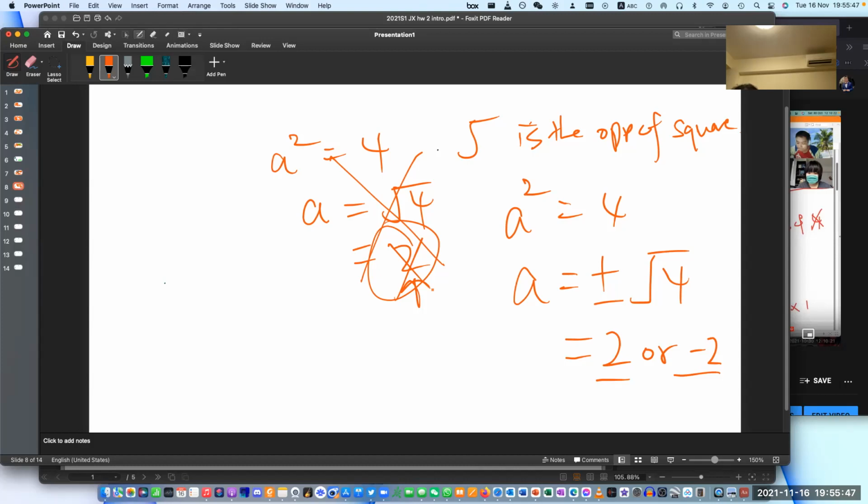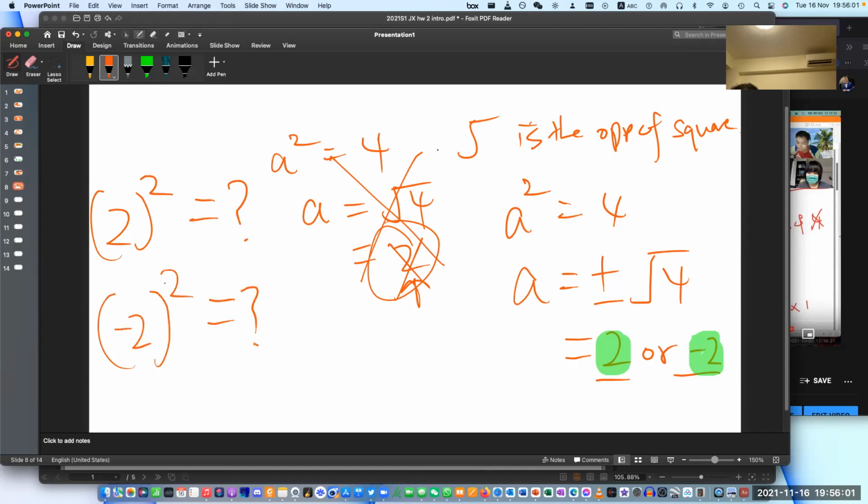How I do it, I just need to key in the 2 or key in the -2 back into the question. So 2 squared, I ask myself, what's the answer? If you key it into your calculator, can you do it for these two examples, for this example and this example, and see if you can get 4?